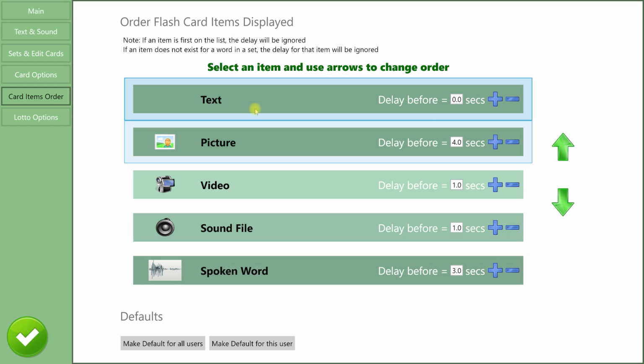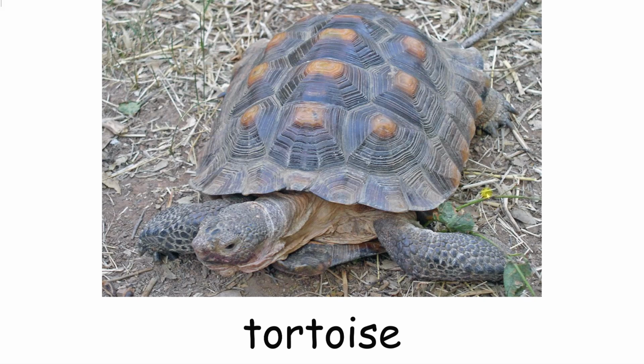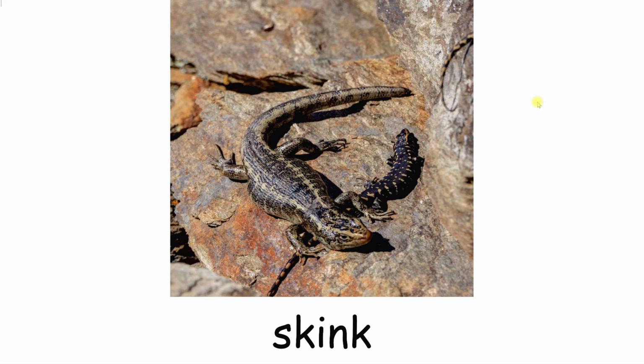So now we've set up our flashcard set the way we want it to appear for the student. So I'm going to hit the tick button, and we'll have a look. So the word first, then the picture, tortoise, and then the sound. To go to the next flashcard, you just hit that arrow. So again, word, pause, then picture, skink, and then the sound.